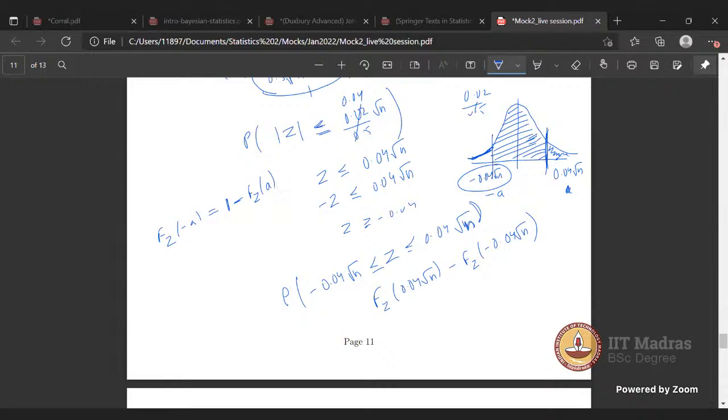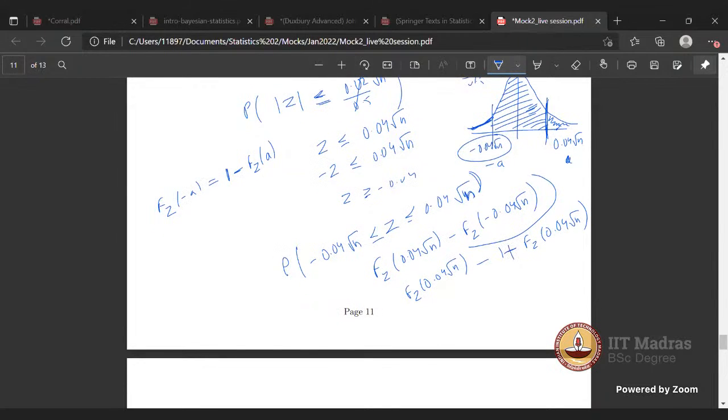Is it right? fz of minus a is given by 1 minus fz of a. Yes, correct. So the same thing we can apply here, and for this term I can write fz of 0.04 root n minus fz of minus a, that is 1 minus fz of 0.04 root n, right? So this will be plus. So basically this is 2 times fz of 0.04 root n minus 1.